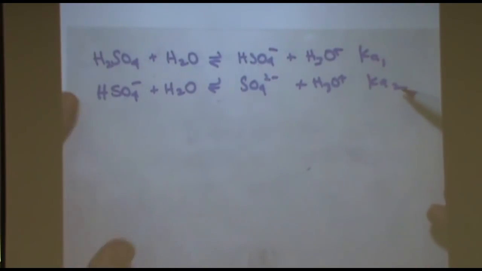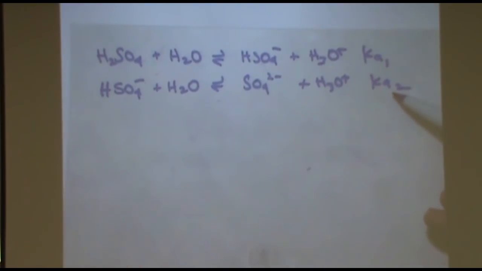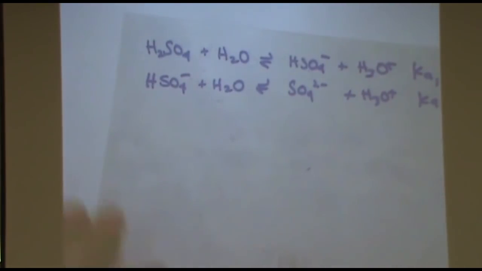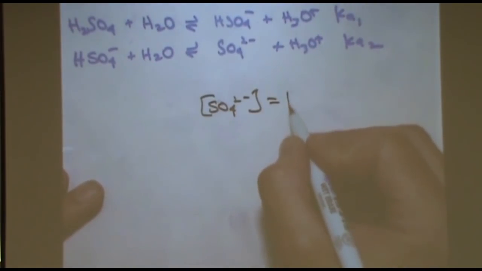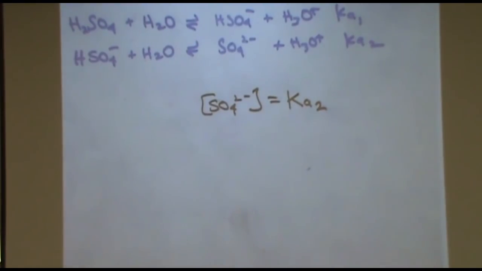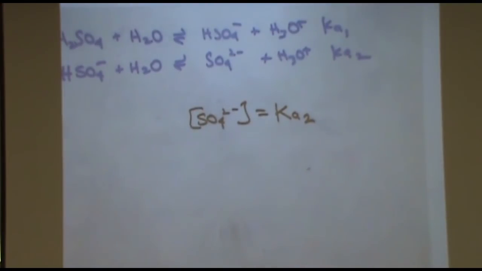This one would be small, much less than 1. How would I know that? Because that's not a strong acid. That's a weak acid. Couple things that you can know about this. What if I asked you for the concentration of the sulfate ion? You would say Ka2, because the entity that has lost 2 protons is always going to be equal to the Ka2 value. This one's lost 2, so it is going to be equal to the Ka2 value.